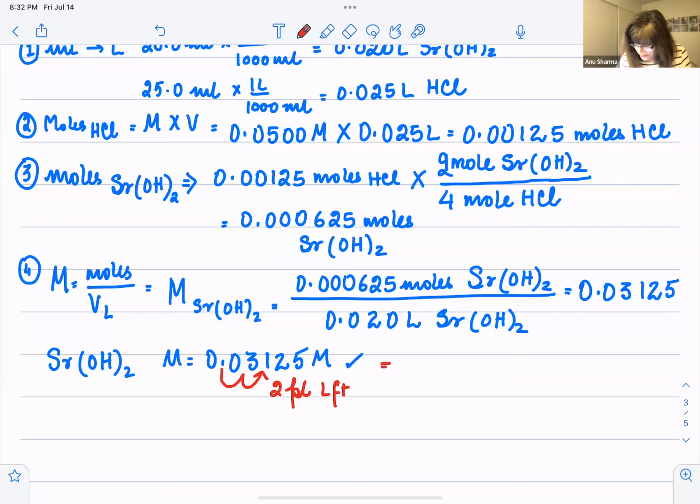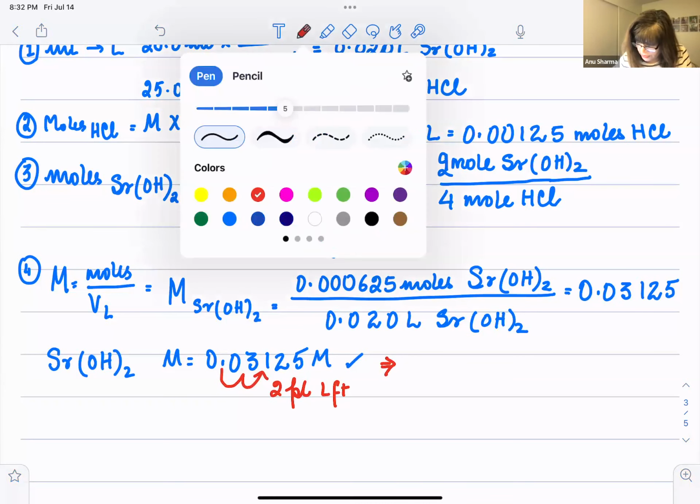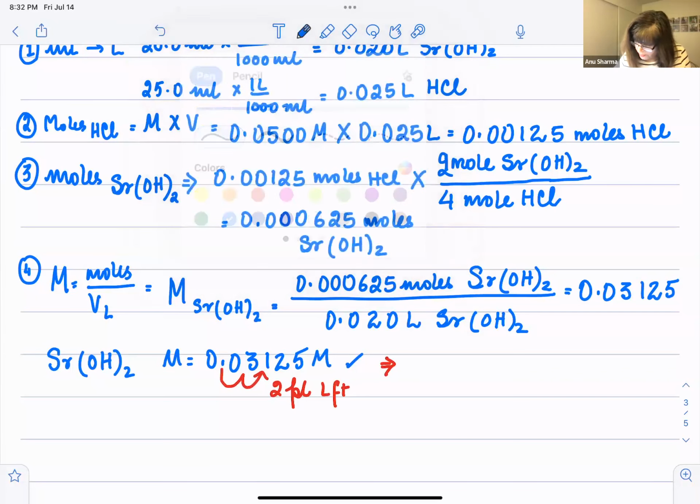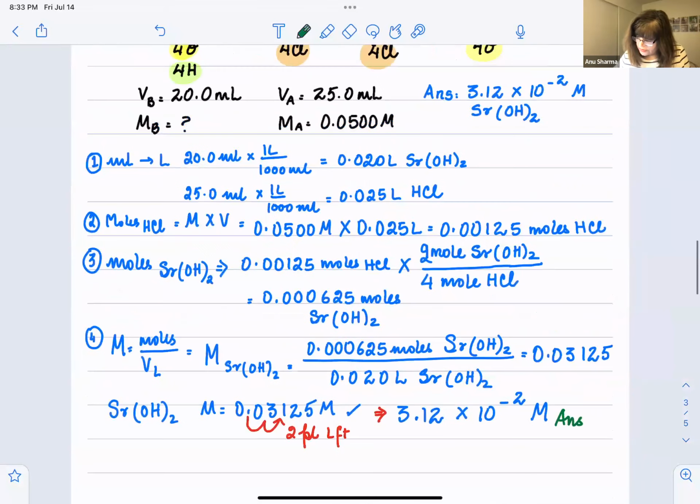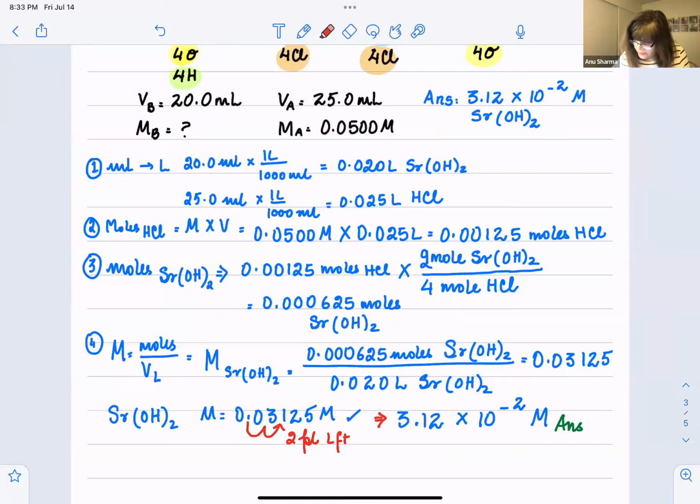Okay, so what does this answer become in scientific notation? This becomes 3.1, and let's put 2 places, 3.125 times 10 to the power negative 2 M. That is the answer for this question. All right.